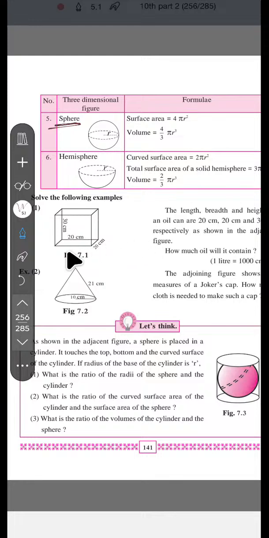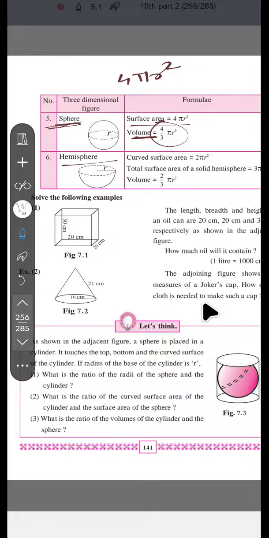Okay, one more is there, which is a sphere. What is the formula for sphere? It says surface area is equal to 4 pi r square. Okay, what? 4 pi r square, and the volume of the sphere is nothing but what? 4 upon 3 pi r cube.